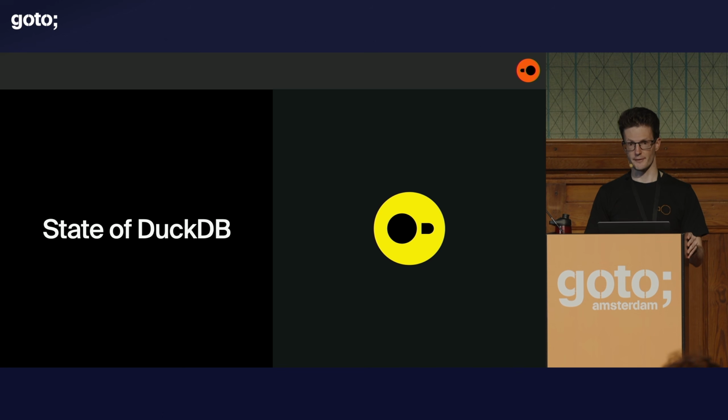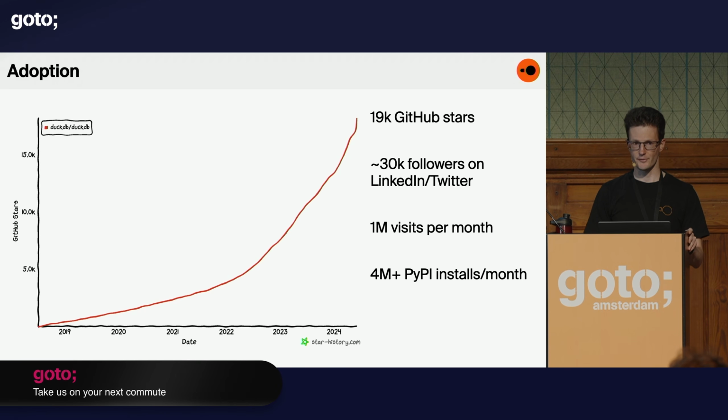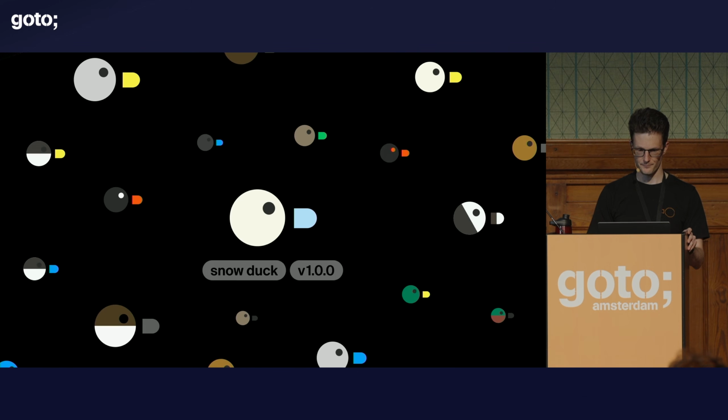What's the state of DuckDB? Well, June has been a busy month for us. We had this upshot at the end of the star diagram in our adoption. So we have about 19K GitHub stars, 30K followers on LinkedIn and Twitter. We have now more than 1 million visits per month and 4 million plus PyPI installs.